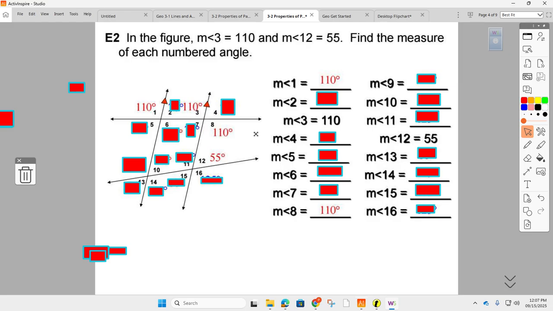If alternate interior angles are congruent, yes, good job, Darren. Alternate interior angles, don't forget to uncover it. So 1, 6, 8, yep.